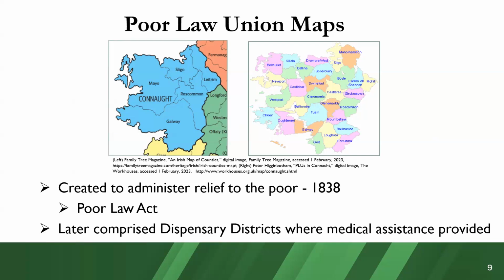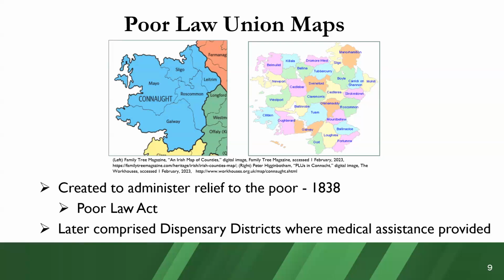The map you see on the screen there shows the divisions of the Poor Law Unions for the province of Connacht. And you'll see they divided it up mainly by large towns. Usually in each of those Poor Law Unions, there will be a large town. Later on, they decided to divide it a little bit further and create dispensary districts, where a doctor would be located to administer medications and such to the poor.